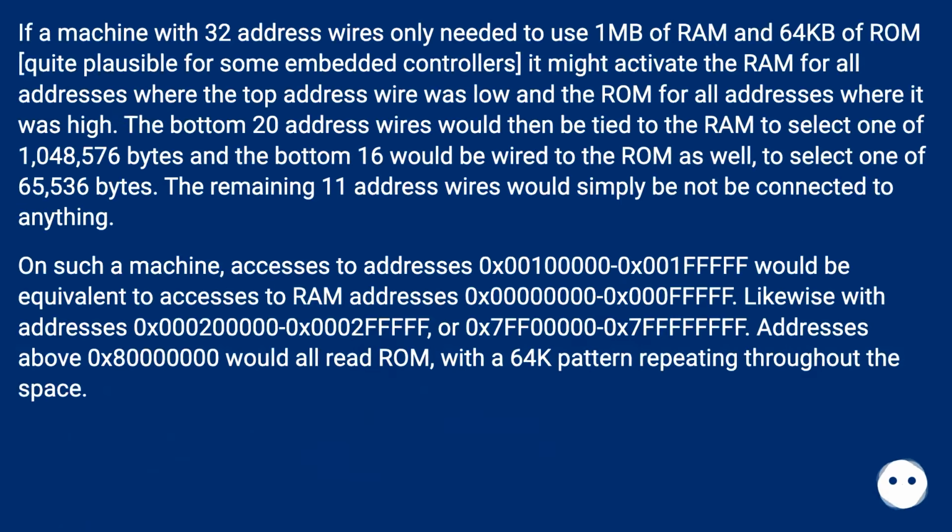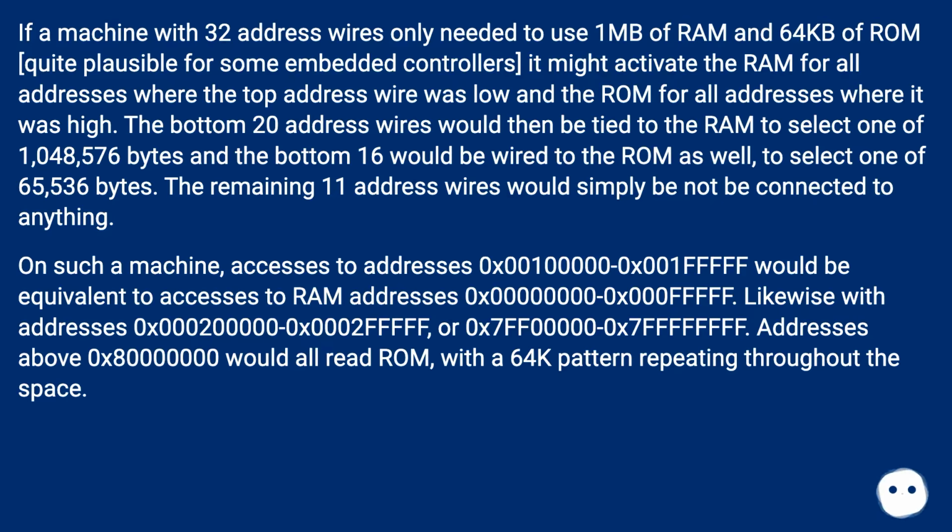If a machine with 32 address wires only needed to use 1 MB of RAM and 64 KB of ROM, quite plausible for some embedded controllers, it might activate the RAM for all addresses where the top address wire was low and the ROM for all addresses where it was high. The bottom 20 address wires would then be tied to the RAM to select one of 1,048,576 bytes, and the bottom 16 would be wired to the ROM as well, to select one of 65,536 bytes. The remaining 11 address wires would simply not be connected to anything.